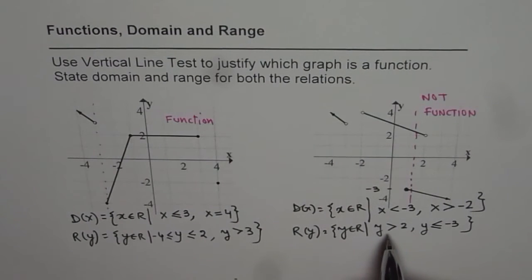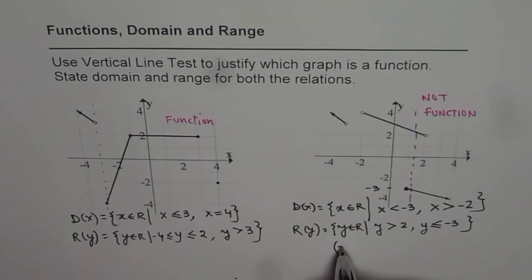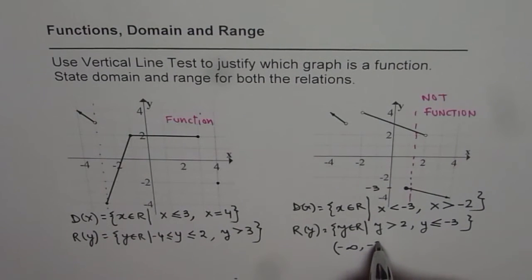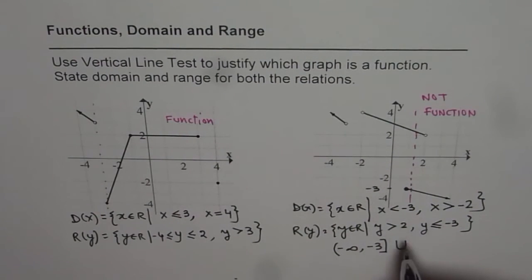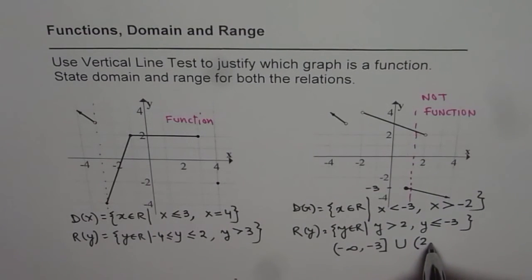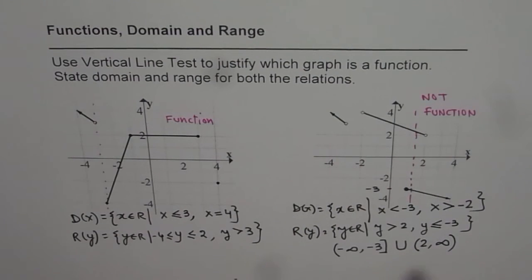You could also write it in this form. I'm just writing range. When we say greater than 2 and less than equal to minus 3, we could write this as less than equal to minus 3, means from minus infinity to minus 3, that is the interval, and minus 3 is included, right? So a square bracket, union, and also y greater than 2, not including 2, that means from 2 to plus infinity. Do you see that? Not including 2, and you can never include infinity. So that is how we can write down range in another way, correct?